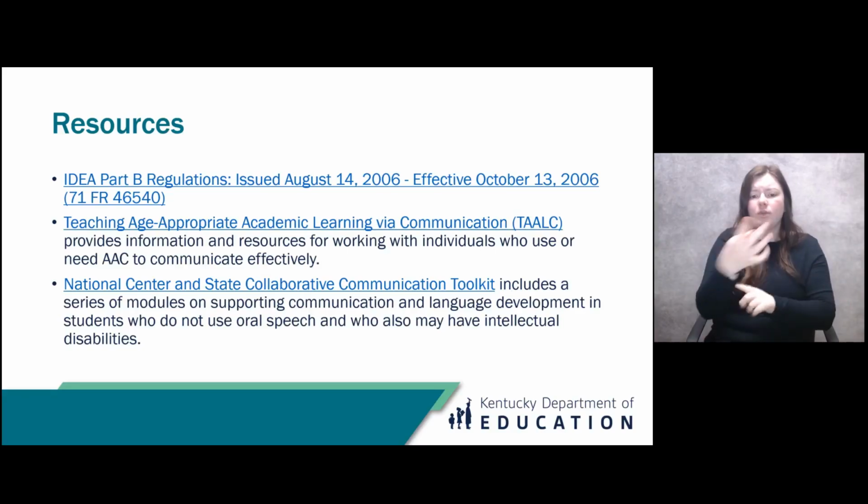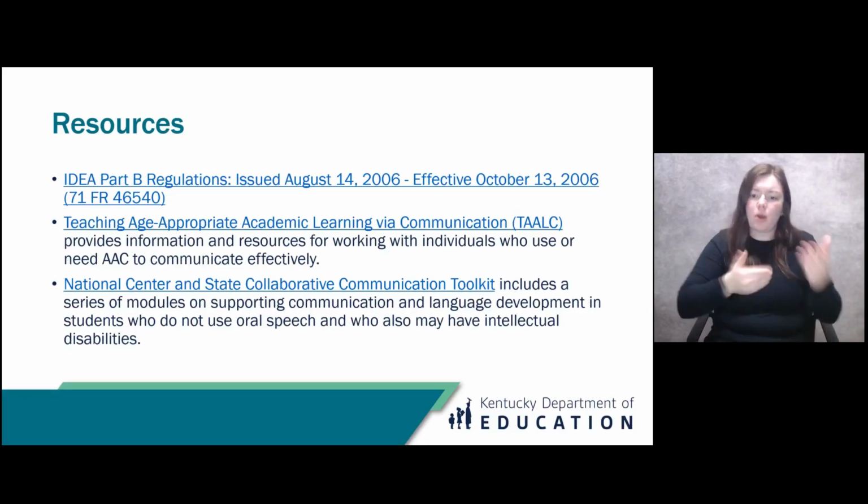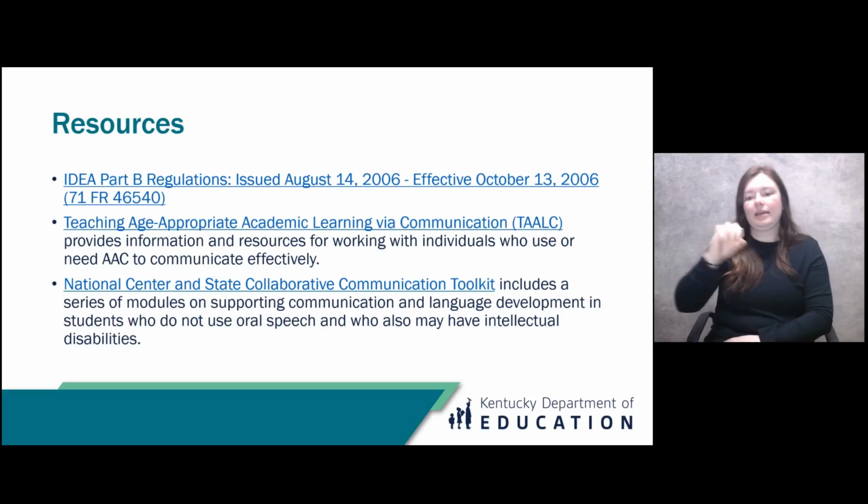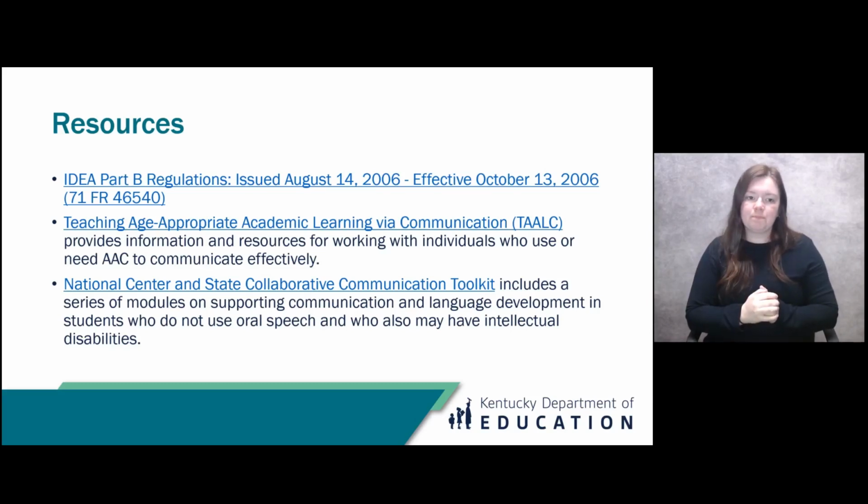Here are a few additional resources that may assist in learning more about the process and requirements related to the consideration of special factors, specifically communication needs, in IEP development.